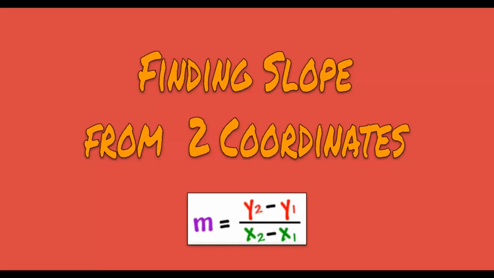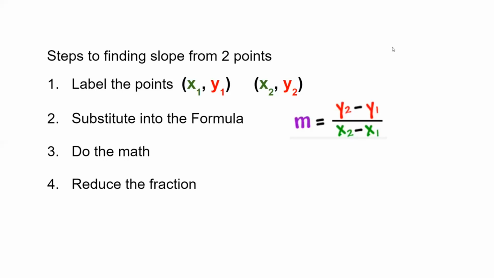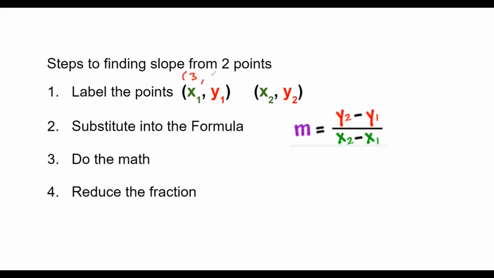In this video, I will review how to find slope when we are given 2 points. The steps to finding the slope from 2 points that are on the line. First of all, we want to label the points. So I'm going to make an example here, (3, 5) and (6, 8). By labeling them, it helps us substitute into this formula that follows, because we have y2 minus y1 divided by x2 minus x1. This is a formula that's on your GED formula sheet for the slope.